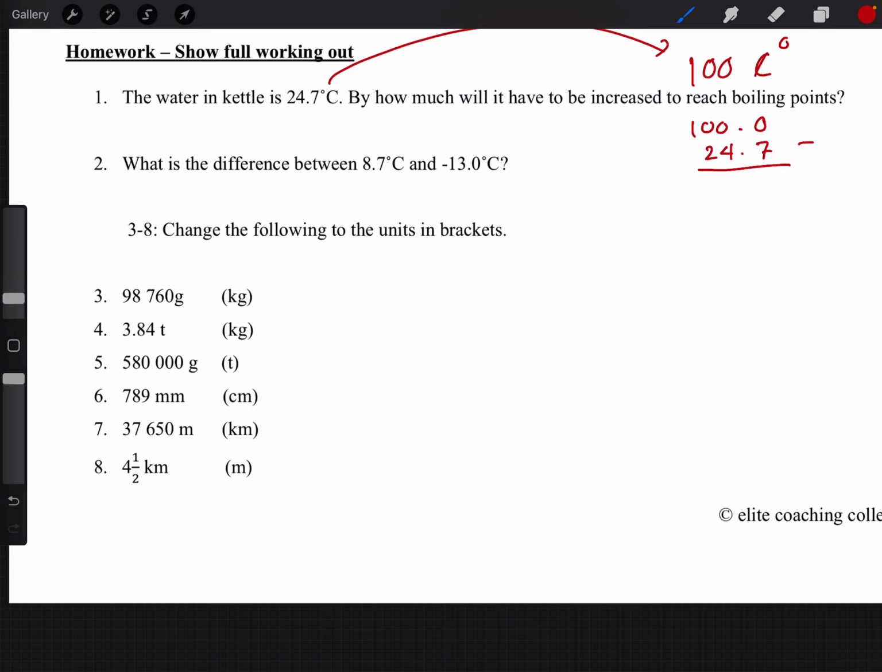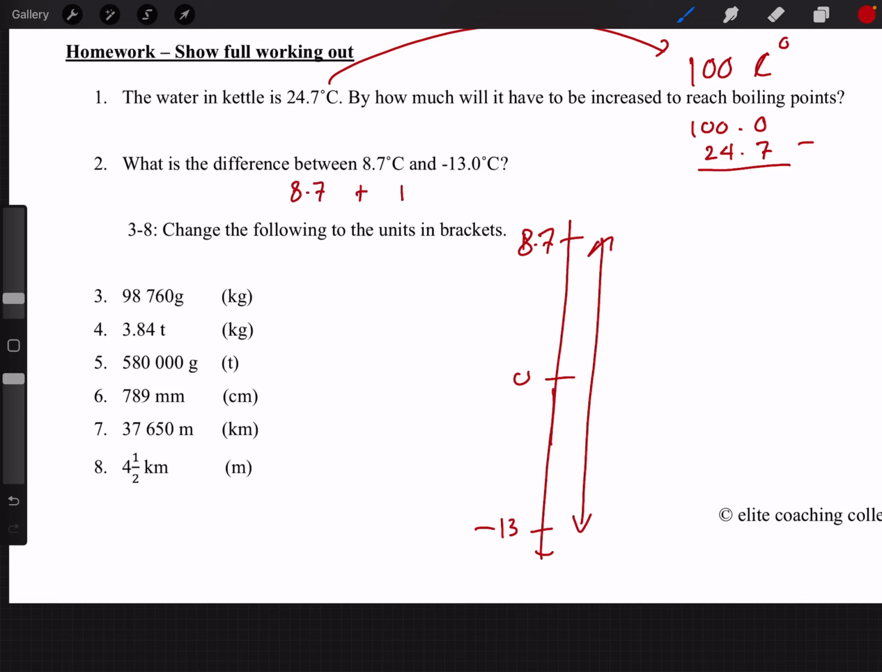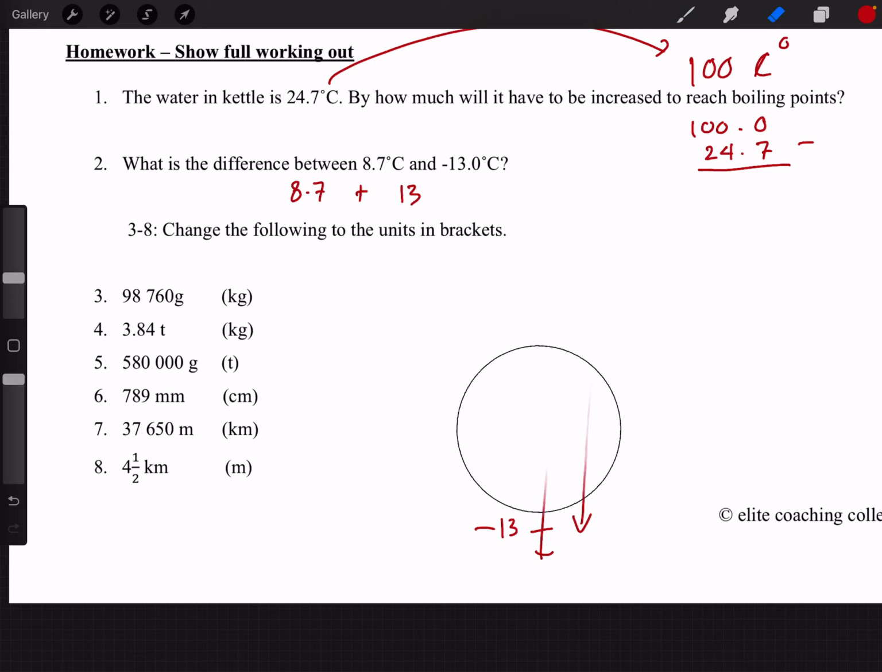Difference means that, imagine you have a thermometer. It goes from 0. This is, let's say, 8.7, and this down here must be negative 13. So what's the difference? How much gap is there between them? You do 8.7 plus 13. You can work it out yourself.